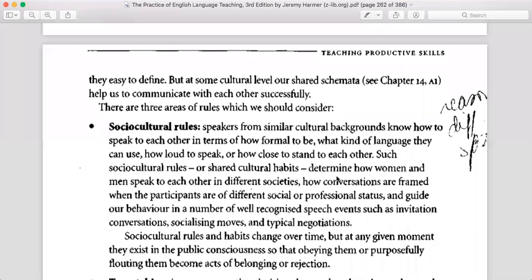So now, sociocultural rules also determine the gender roles and conversation between genders and among genders, right? It determines how women and men would speak to each other in different societies, and how conversations are framed when the participants are of different social or professional status. This also guides behavior in a number of well-recognized speech events like invitation and socializing moves, and when we are negotiating.